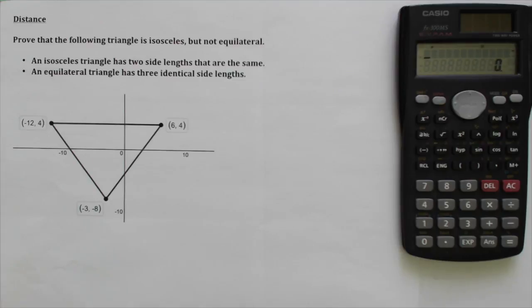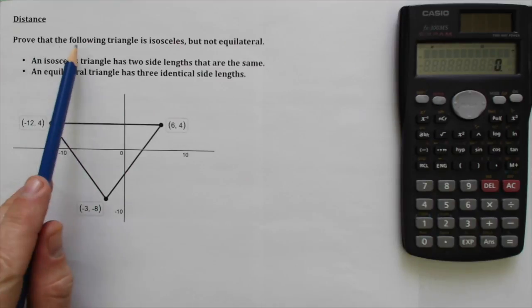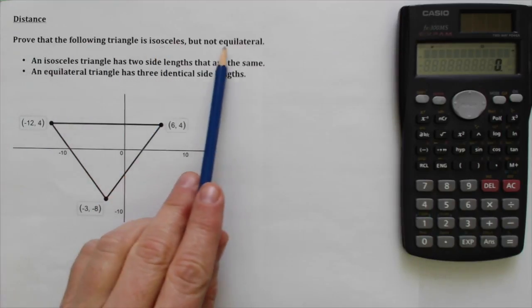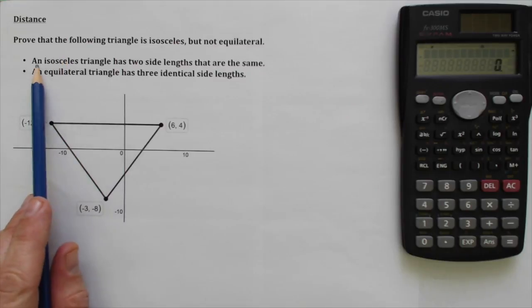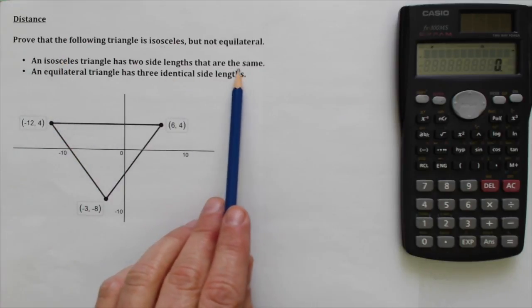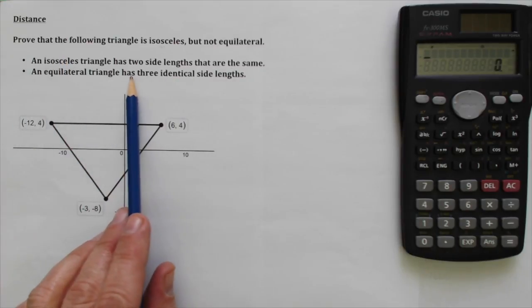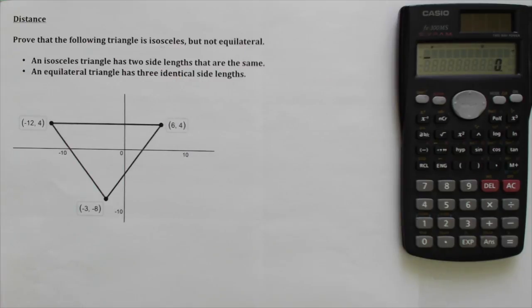Hey guys, we're looking here at the distance rule, or the distance formula. The context is a little different and a little more elaborate, so it's a really good one for understanding how to use that distance formula. Prove that the following triangle is isosceles but not equilateral. And then we have these reminders. An isosceles triangle has two side lengths that are the same, whereas an equilateral triangle has three identical side lengths.